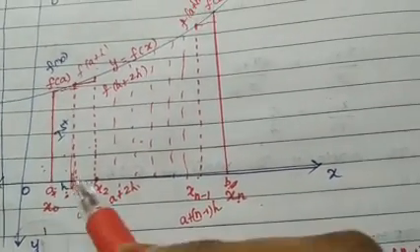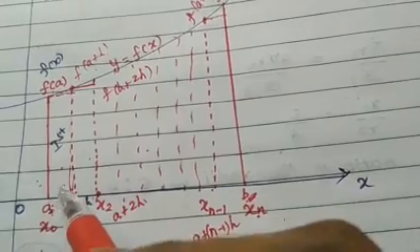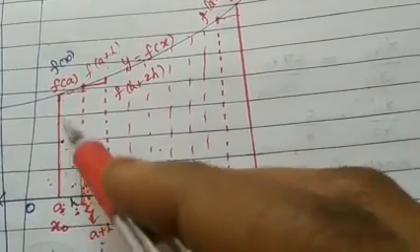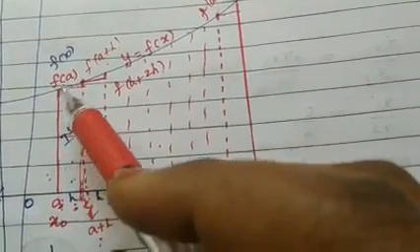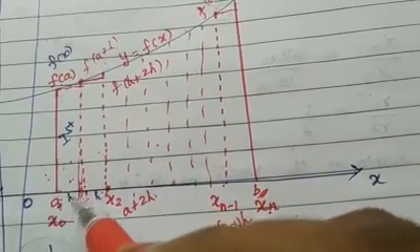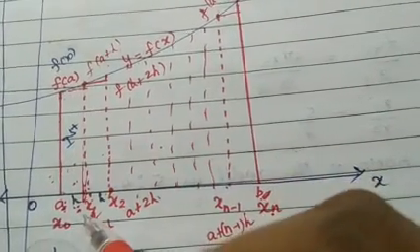Let us find what is the area of the rectangle. First rectangle. Now what is its length? Its length, that is y value, is nothing but f of a. And what is its breadth? h. Therefore f of a into h.